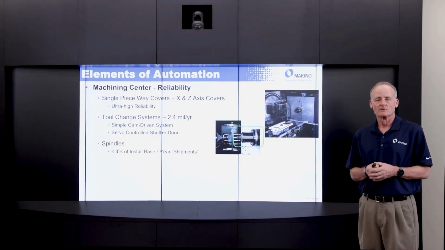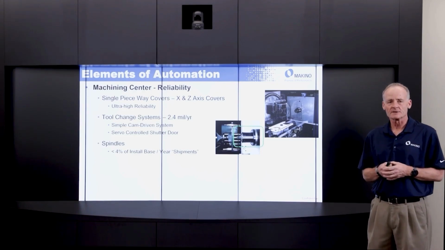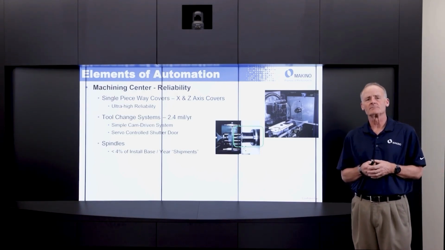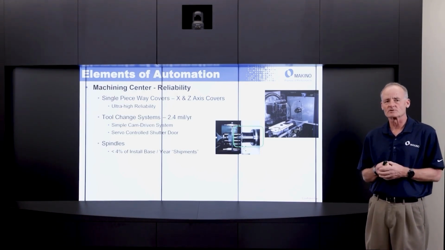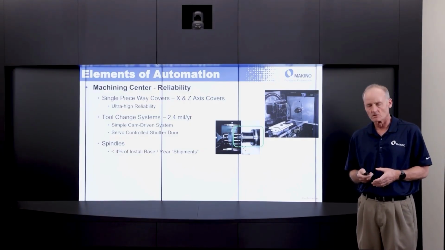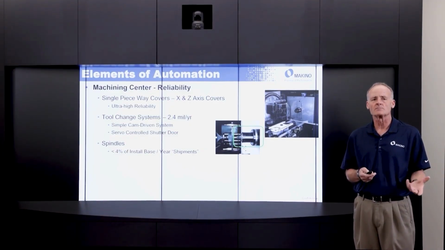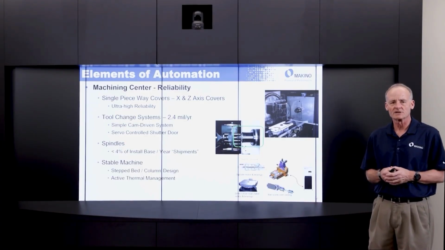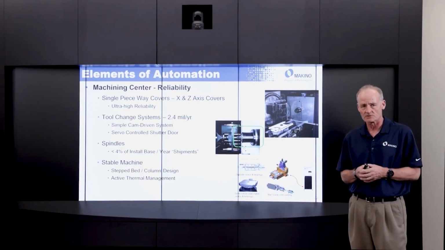And then the spindles. Makino typically in 1 year will ship as a replacement spindle less than 4% of the installed base of spindles that we have out in the field. So that's quite a small percentage of replacement spindles shipping within a year's time.